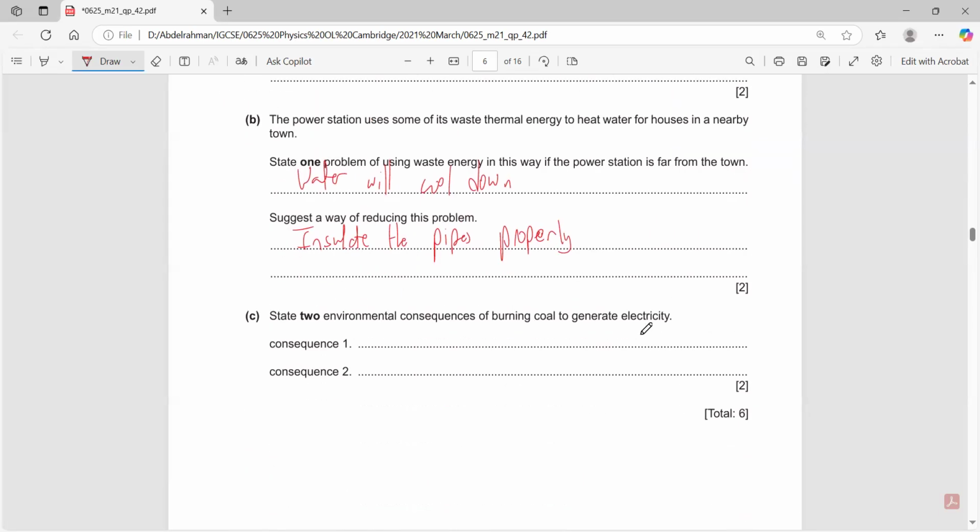State two environmental consequences of burning coal to generate electricity. You can say it causes carbon dioxide pollution, air pollution, basically, right? You can say greenhouse effect, global warming. It is also non-renewable, and also air pollution.